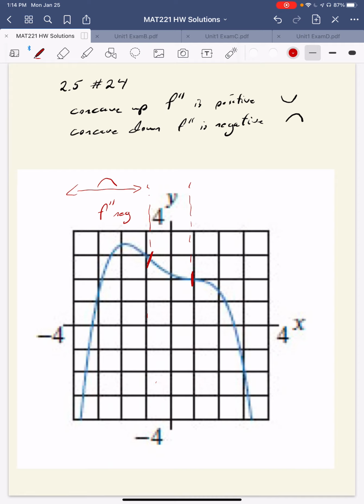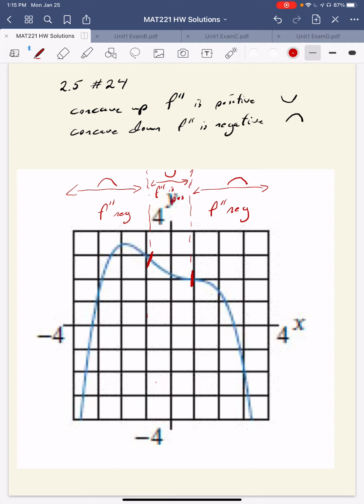Same thing is true over here. From there to there, the shape of our graph has this type of a shape to it, and so again, the second derivative is negative. And then between these two inflection points, the shape of our graph is like this, and so the second derivative is positive.